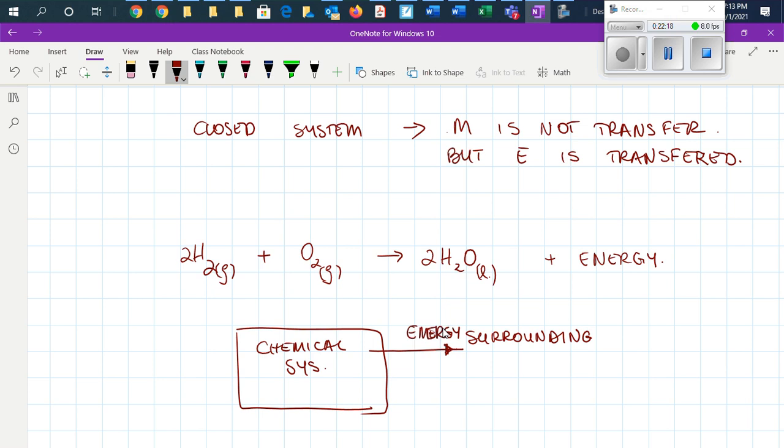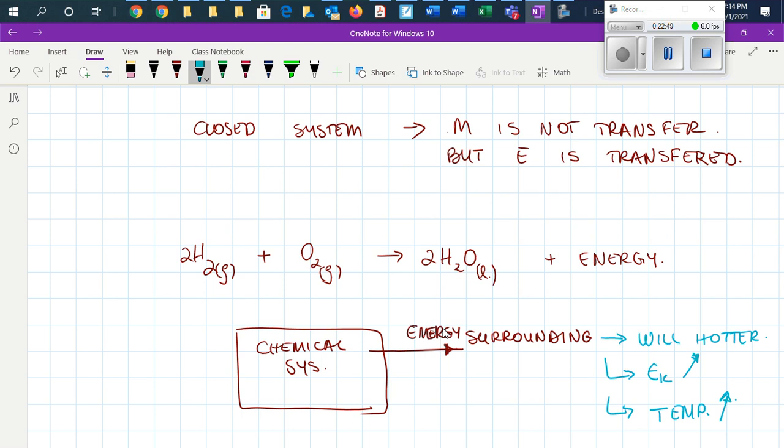The surrounding will become hot, which means that the kinetic energy of the surrounding is increased, because kinetic energy and temperature are related to each other. Or in other words, the temperature of the surrounding is increased.